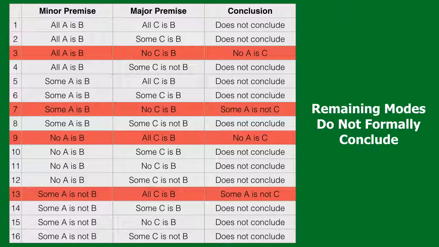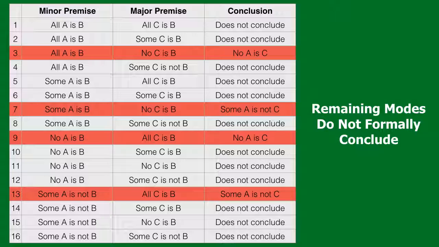What does it mean they don't conclude? It means that they do not formally conclude. Some of these non-concluding modes may actually have a conclusion if you look at the specific subject and predicate of each proposition. But if you look purely at the form and you abstract away what the particular subjects and predicates are, then the formal entailment only exists in the four modes that we've just described.